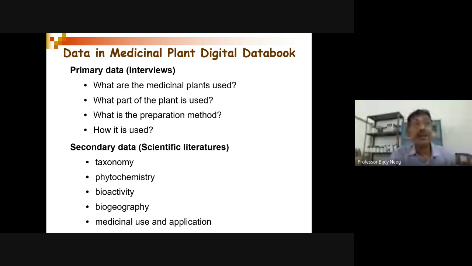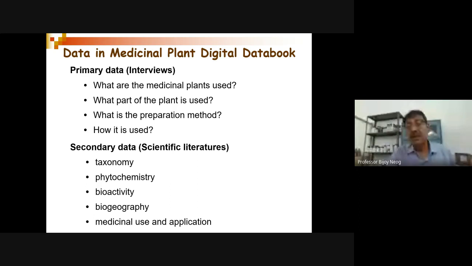I made a few databases. That is why I have this kind of presentation in front of you. With the interview only, we can have different kinds of queries. What kind of medicinal plants are used, which part, and what time, and how the preparation is made, how it is used. Similarly, secondary data should be the scientific one: the taxonomy, phytochemistry, bioactivity, biogeography, medicinal use, and application.